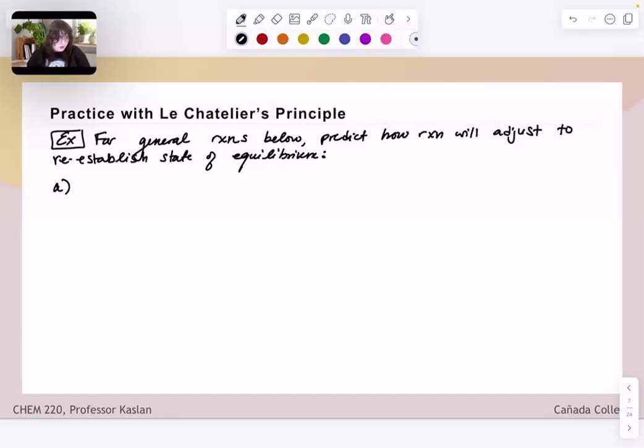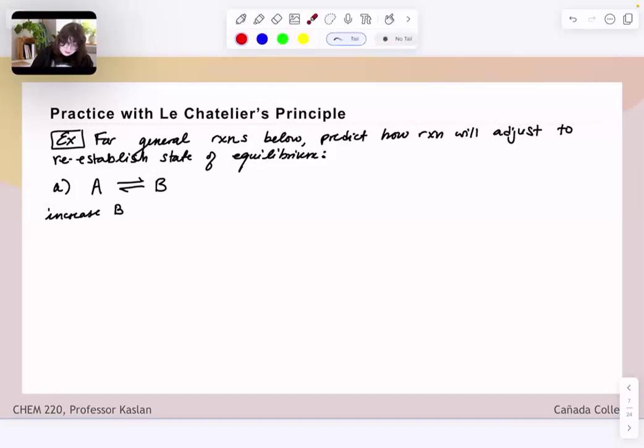So for our first reaction, we've got, let's do A going to B. And this is now at equilibrium. And if I'm going to increase the amount of B, what's going to happen?